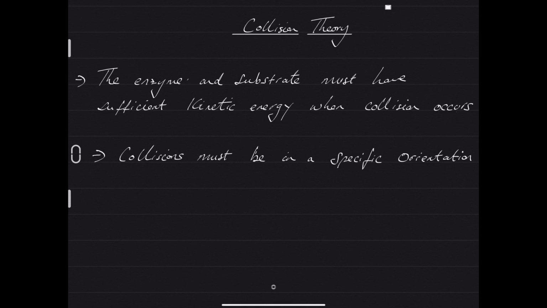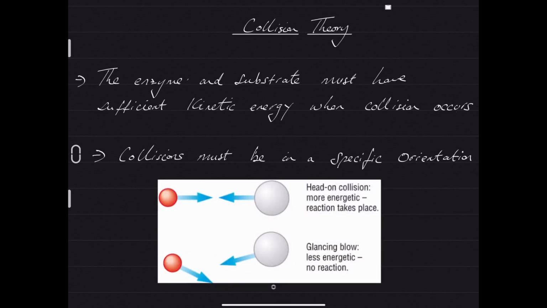Okay, so why is this important in terms of enzyme substrate reactions? I've said that collisions must be in a specific orientation, i.e. they must collide in the correct manner in terms of their orientation to each other. If I was to show you this diagram here, we can see that two particles are colliding. One is a head-on collision, and in this case it's more energetic, and a glancing blow or less energetic collision is not going to produce a reaction. A product cannot be formed.